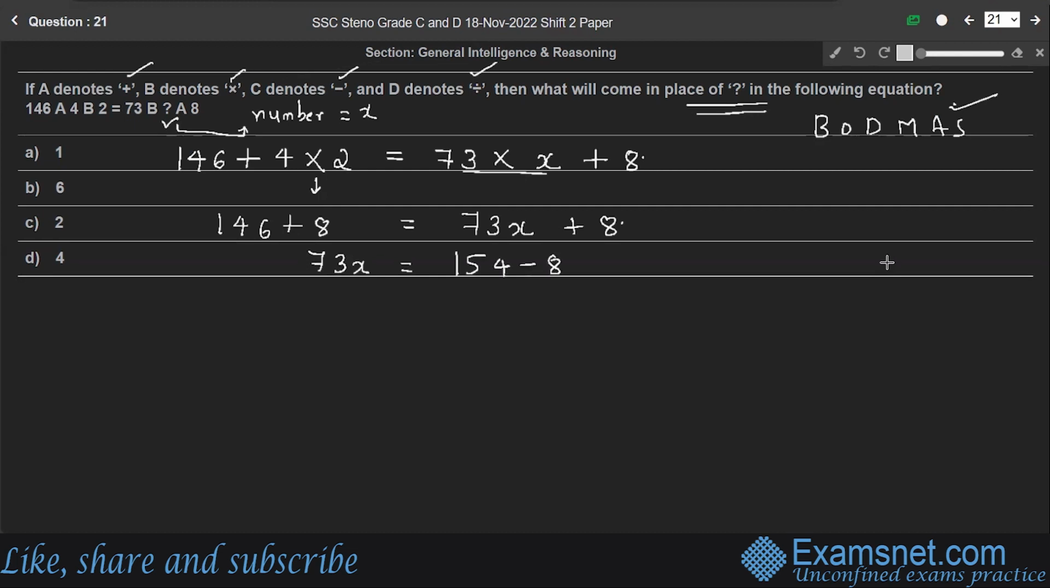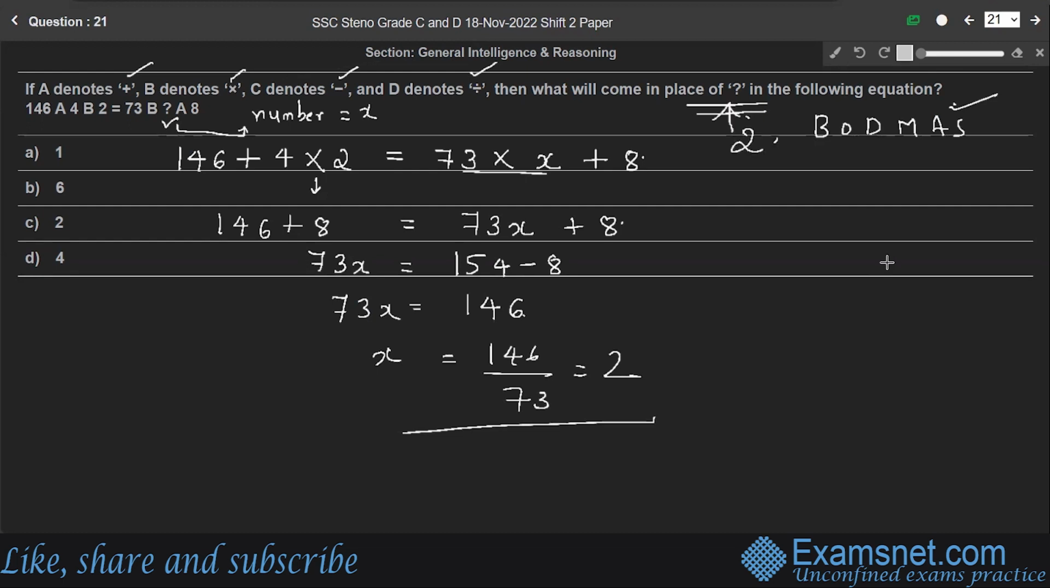Take this 8 to the other side, right? So it becomes 73X is 146. So value of X is equal to 146 by 73, which is 2. Value of X is 2. Therefore, the number 2 should come in place of the question mark, right? So it should be 73 B 2 A 8, right? So option C is the right answer.